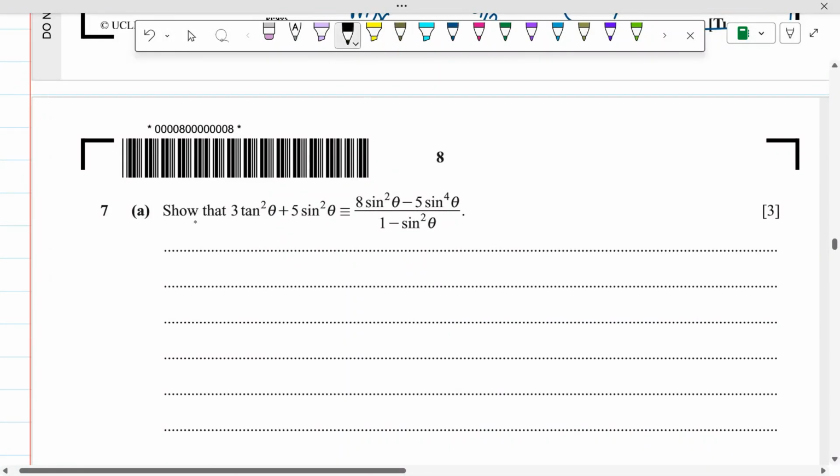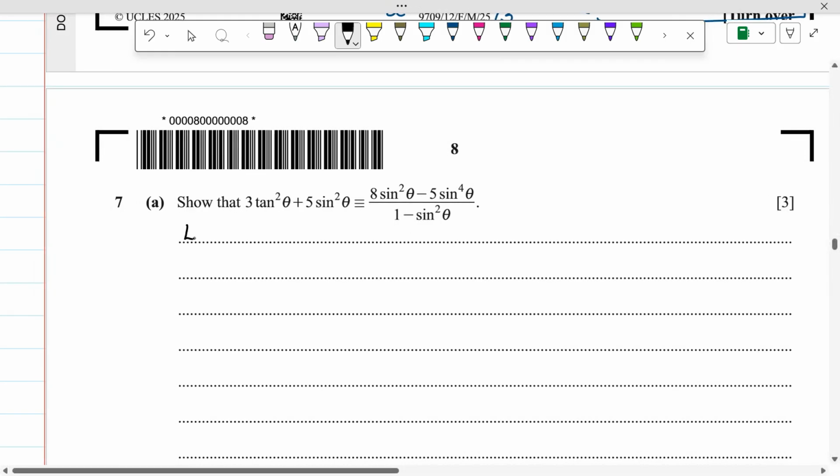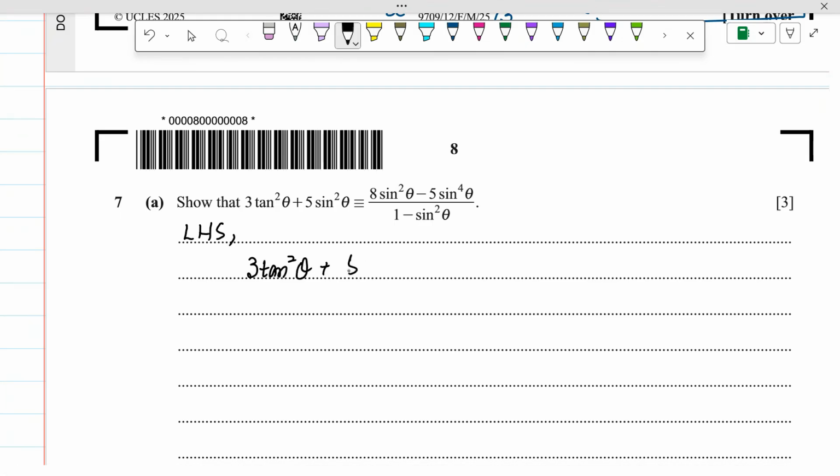Question number 7. Show that 3 tangent square theta plus 5 sine square theta is equal to 8 sine square theta minus 5 sine to the power of 4 theta over 1 minus sine square theta. Taking the left hand side, which is 3 tangent square of theta plus 5 sine square of theta.